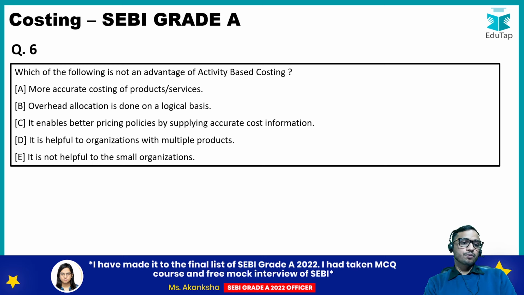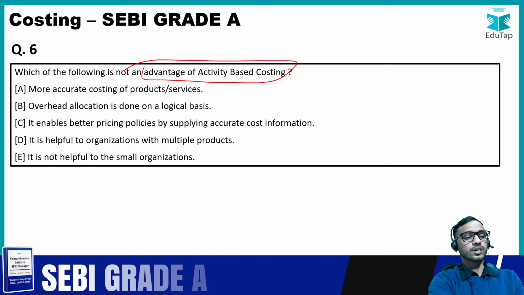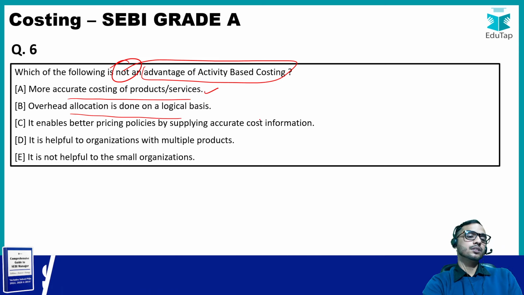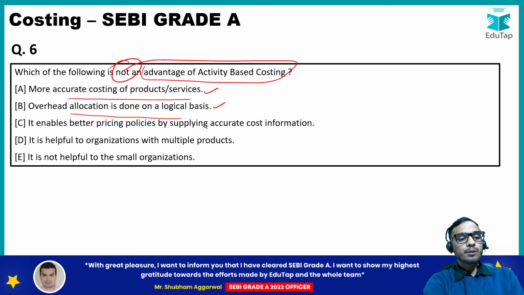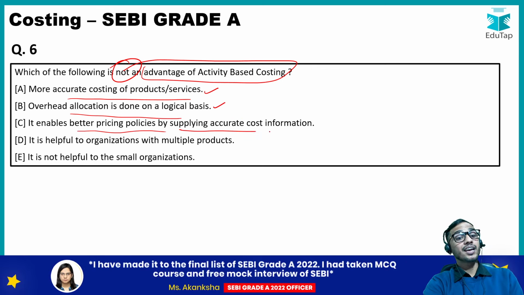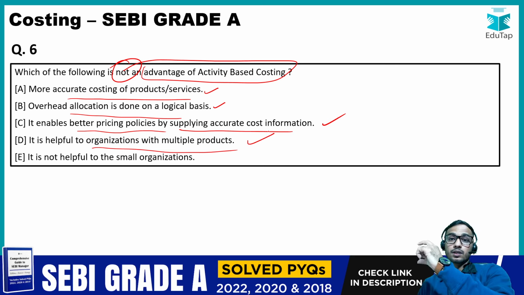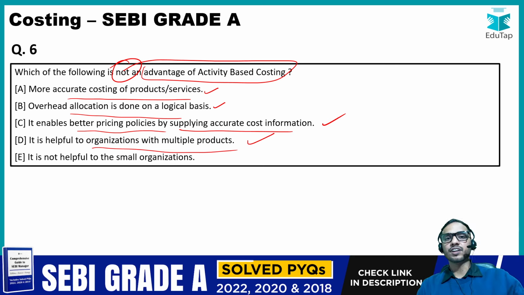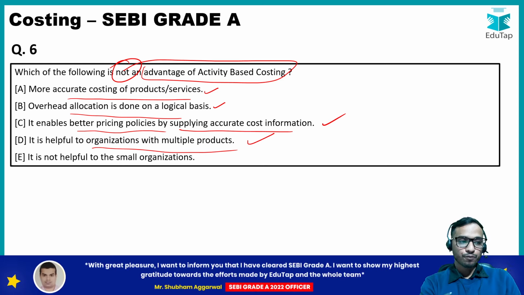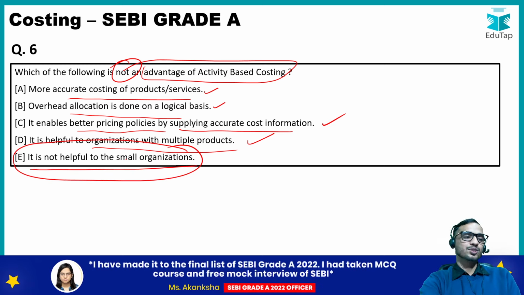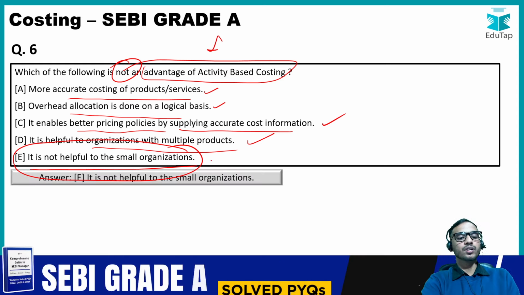Now comes the sixth question. Which of the following is not an advantage of activity based costing? The first option says more accurate costing of products and services. This is an advantage, right? And it is asking about not an advantage. The second option says overhead allocation is done on a logical basis. Yes, absolutely correct. It enables better pricing policies by supplying accurate cost information. It is also correct. It is helpful to organizations with multiple products. Yes, because multiple products may require different amounts of activities, or a different degree of activity they are using. So cost will be dependent on how much activity they are using, right? So it is helpful to organizations with multiple products. It is not helpful to small organizations. This is not an advantage, this is a disadvantage, right? So obviously option number E is correct because it is talking about the disadvantage, right?